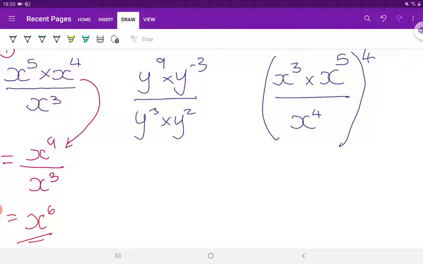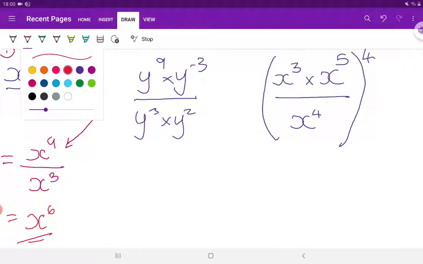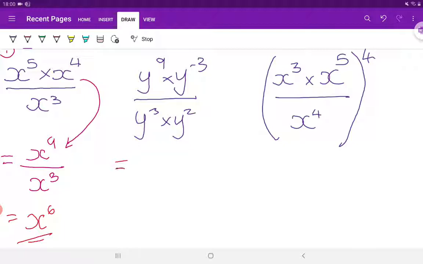So similarly with the next one then, to begin with, we would want to tidy up the numerator. So y to the power of 9 times y to the power of negative 3. We would add our powers, so 9 plus minus 3, but that's obviously 9 take away 3, so that would be y to the power of 6. And in our denominator, we've got y cubed times y squared, so 3 add 2 is 5. So we would have y to the power of 5.